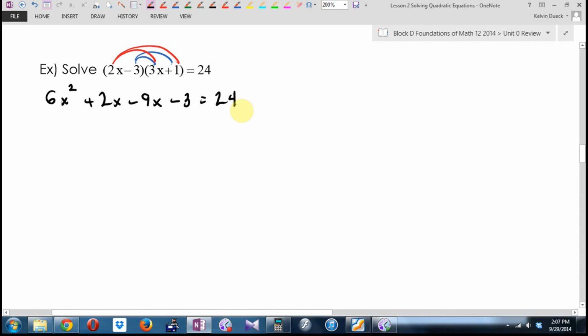Fractions, no. Expand, we already did. Any like terms? So, drop my equal sign down, drop the 24 down. This is going to be 6x squared minus 7x minus 3. I was right.